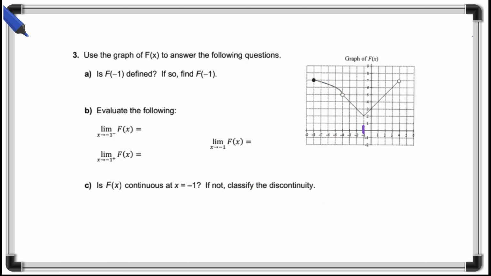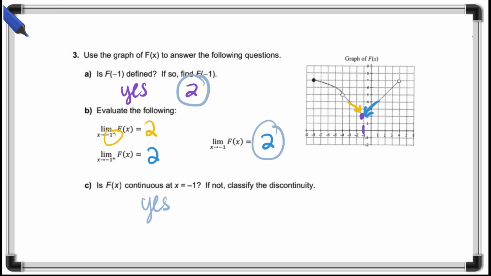Is f of -1 defined? Yes. You have a value, and that's at 2. So the limit from the left is at 2. The limit from the right, also 2. So the limit is 2. Is this continuous? Yes. Your limit is equal to the value that your function is defined at -1.